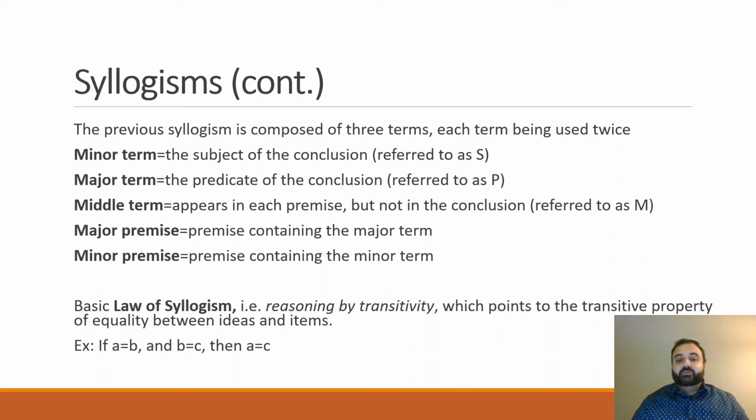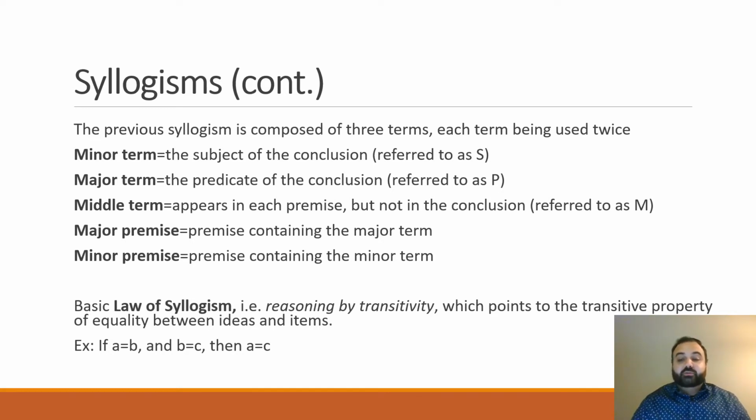Basically, what this is building on is what we call the law of syllogism, or in other words, reasoning by transitivity, which essentially points to the transitive property of equality between ideas and items. In other words, that reason can build upon itself.